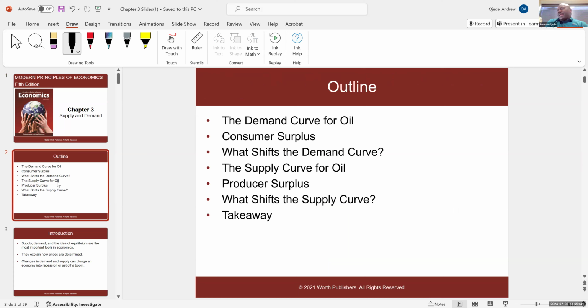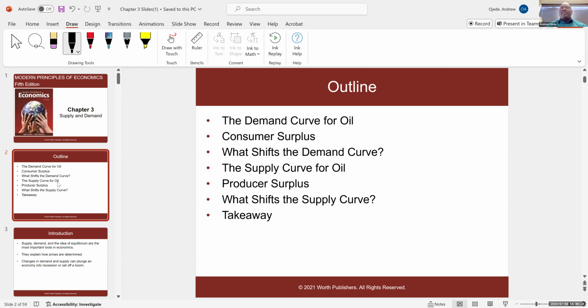We're going to talk about the demand curve for oil, but you can talk about the demand curve for any product. We shall talk about the consumer surplus. Then we shall discuss what shifts the demand curve left or right. And then we shall also be talking about the supply curve for oil. We'll talk about the producer surplus because the supply curve is derived from the producer surplus. And then we'll talk about what shifts the supply curve. Okay. Then in the following chapter, chapter 4, we're going to talk about the concept of equilibrium when we put supply and demand together.